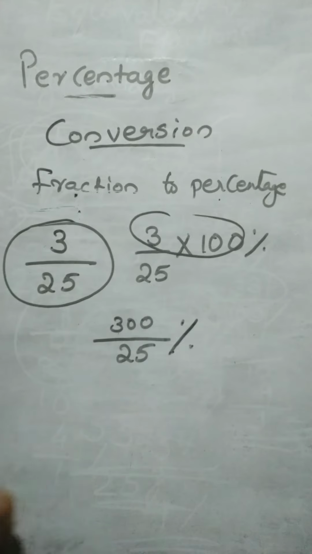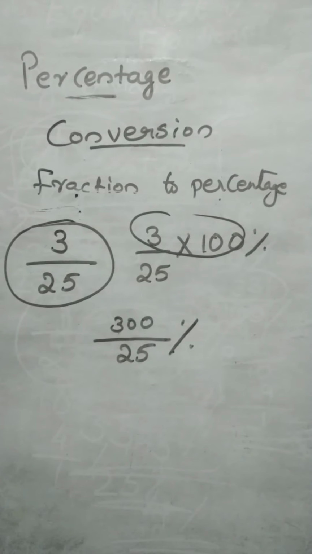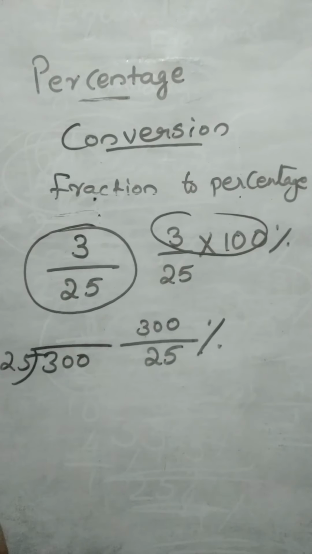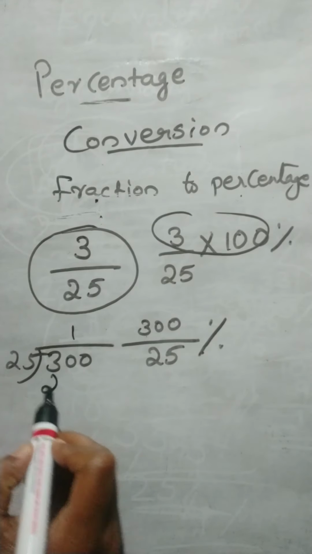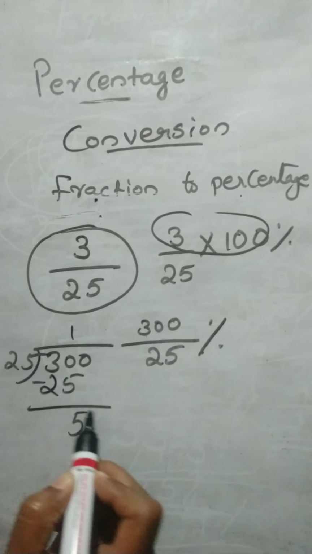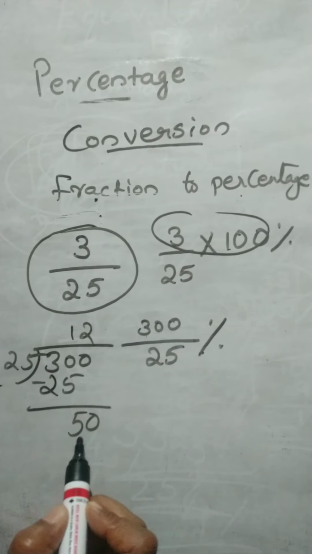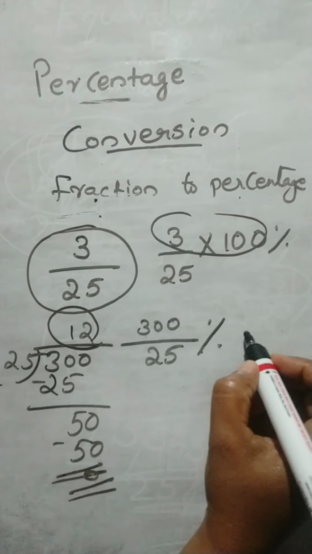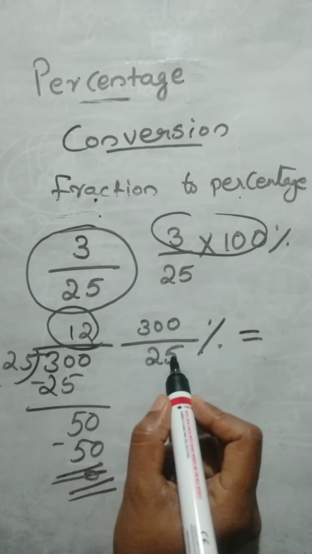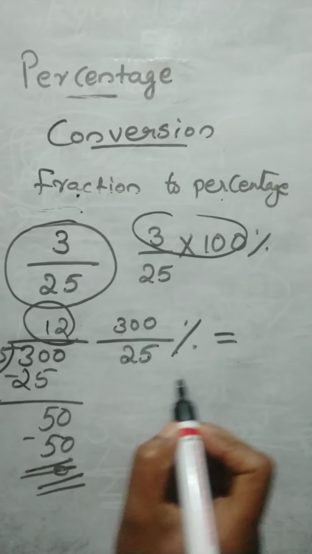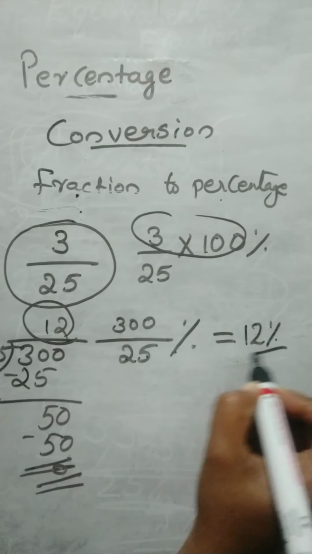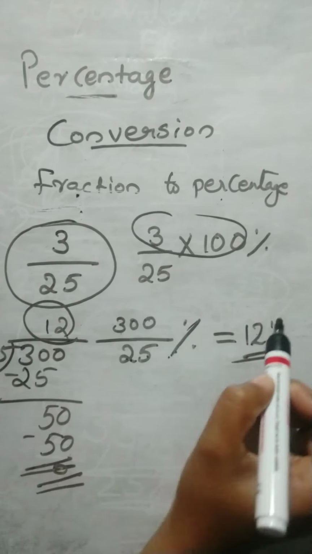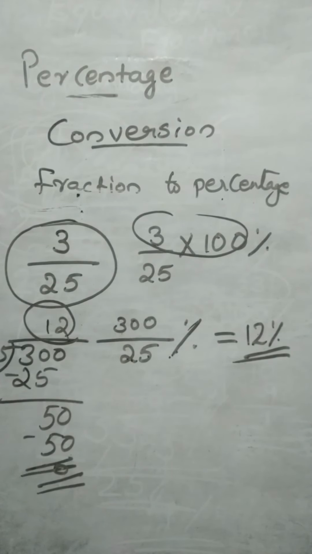This symbol we have to keep here. Then 325 dividing 125 is equal to 25. Then subtraction 50. 2 25s are 50. So the answer is 12. So we can write the 300 on 25% is 12%. 12 25s are 300. So this percentage symbol we have to keep there. Got it?